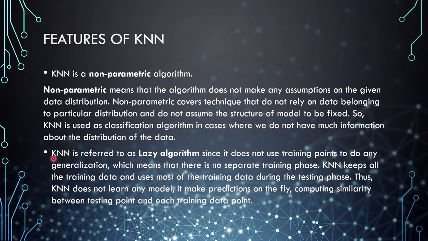KNN is also referred to as a lazy learning algorithm, because it does not have any dedicated training step. It involves training, but it does not have any dedicated step for that. You just have to make a cluster of neighbors and then do the majority voting, and then predict our test value. Thus KNN does not learn any model. Basically it makes predictions on the fly, computing similarity between the testing point and each training data point.